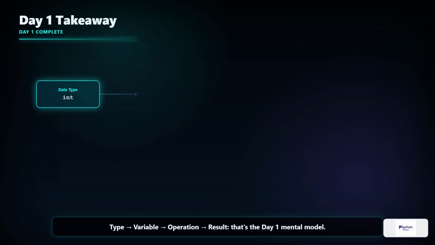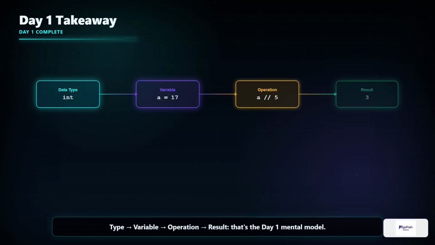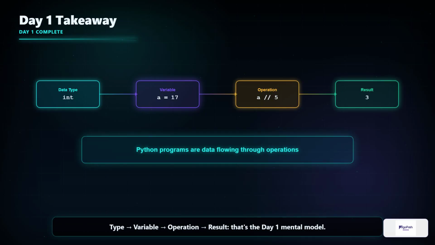Let's close with the big picture. Every Python program starts with a data type: int, float, string, or Boolean. You give that data a name using a variable. You apply an operation, arithmetic, Boolean logic, or concatenation. And you get a result. That's the day 1 mental model. See you in day 2.